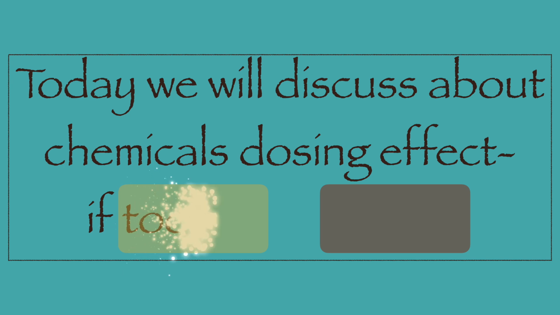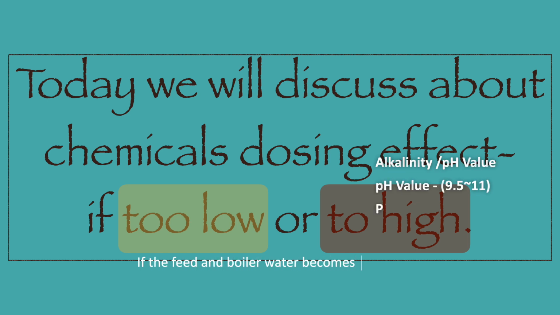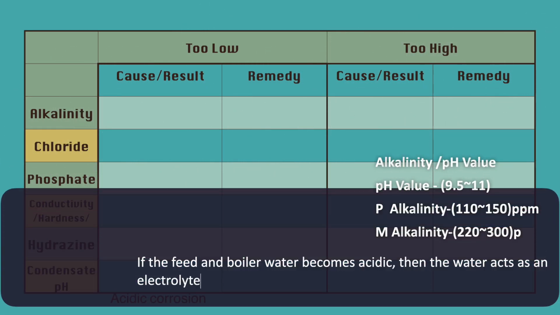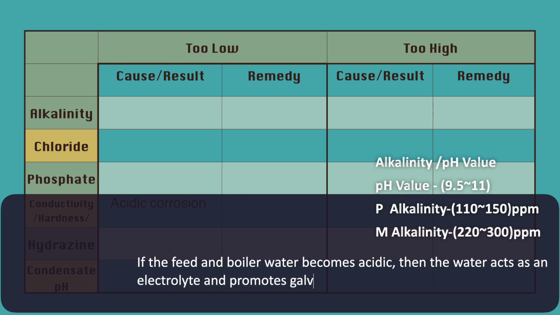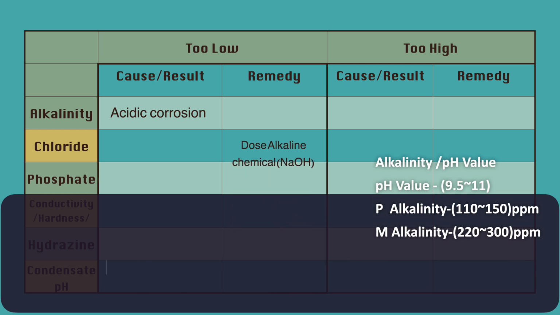Today we will discuss the chemical dosing effect: if it is too low or too high, what will be the problem. So here we are going to discuss alkalinity, and what the consequences will be if it is too high or too low.